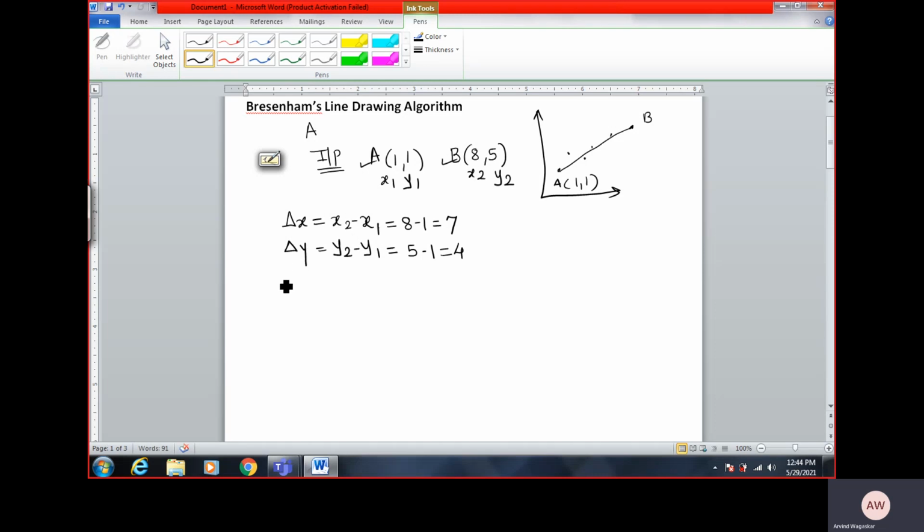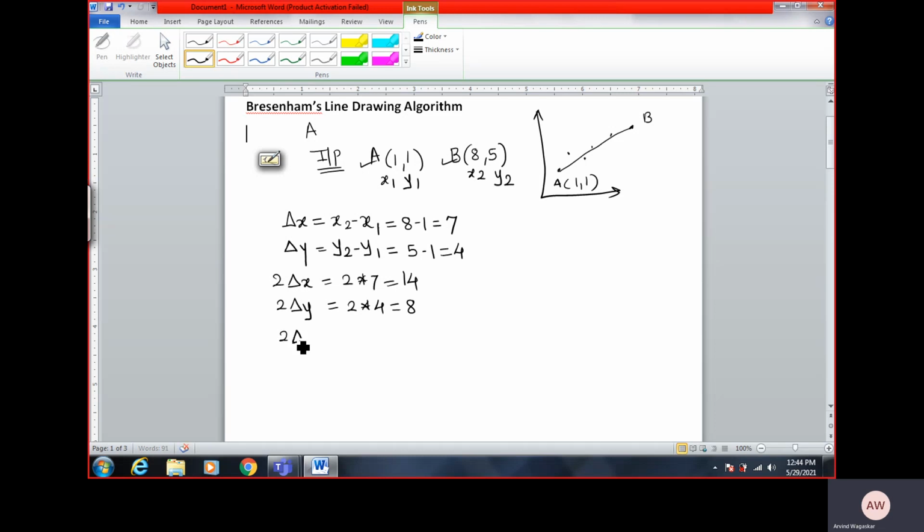Next, you have to find twice delta x. Delta x we have already found as 7, so 2 into 7 is 14. And we have to find twice delta y: 2 into 4, so the answer is 8. So we have found delta x, delta y, twice delta x, and twice delta y.